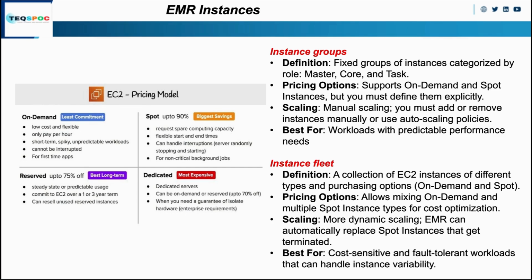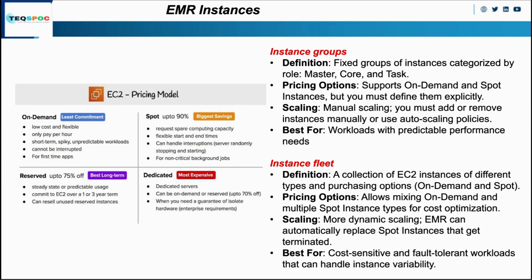Then there are other classifications as well. One is the reserved, the other one is the dedicated. With the reserved one you will get 75% off, but you have to commit to the EC2 over 1 to 3 years. Meaning you need a cluster where you need the instances for a very long time. You know that the jobs will be running and you want this application to go on for years. In that case, you can pick the reserved one.